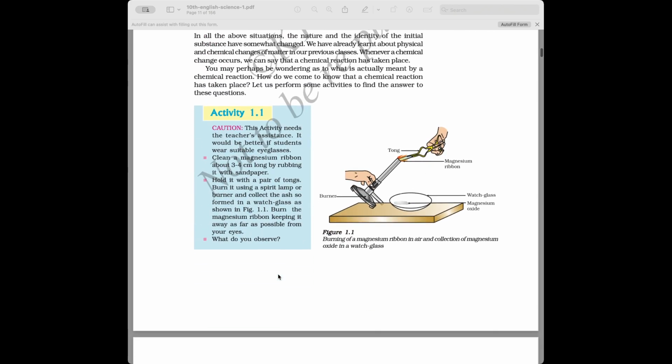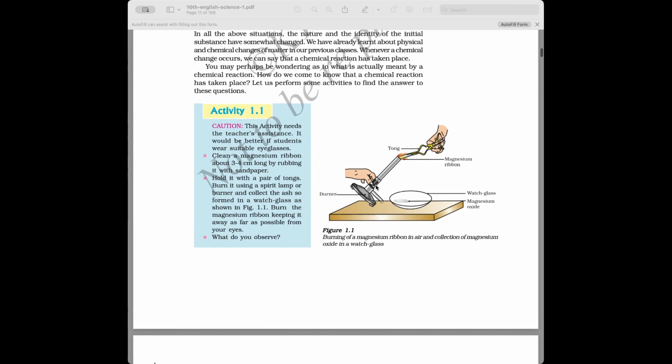Now, here if you can see, there is an activity done. In the figure, we have a burner, a pair of tongs to hold the magnesium ribbon, and a watch glass, and magnesium oxide which is formed on burning. Now, let's read on. This activity needs the teacher's assistance. It would be better if students wear suitable eyeglasses. So, clean a magnesium ribbon about 3 to 4 centimeters long by rubbing it with sandpaper.